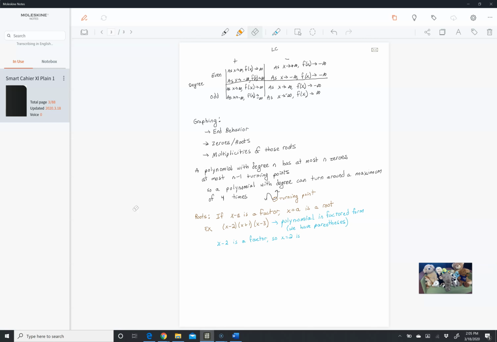This is nothing new because we did this with quadratics. Then we're saying x plus 1 is a factor. So x equals negative 1 is a root here. And x minus 3 is a factor. So x equals 3 is a root.